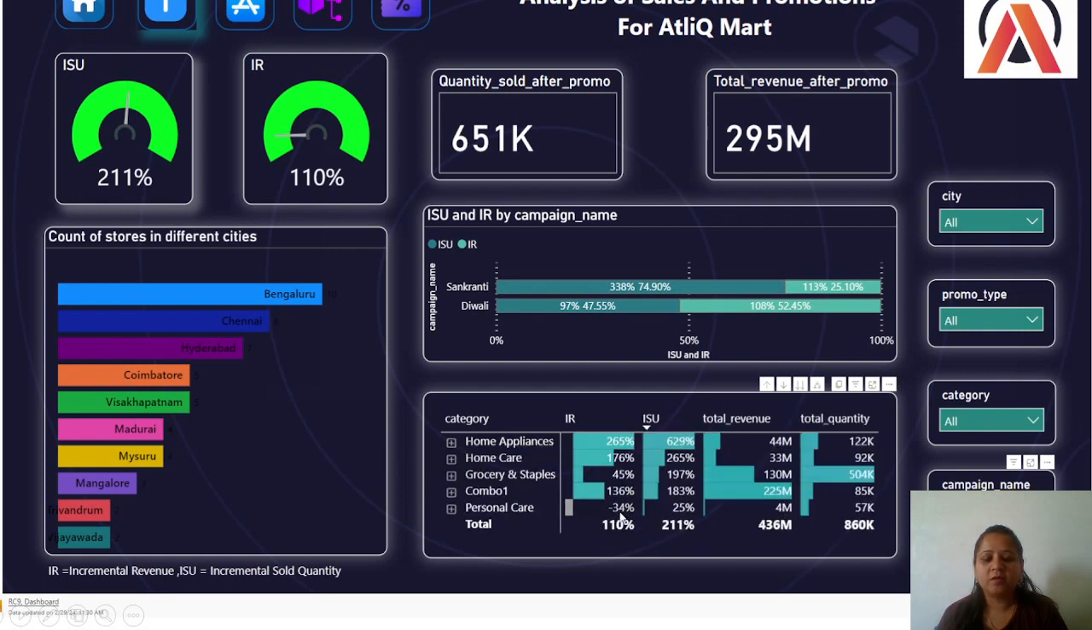And there is also negative incremental for personal care. Negative increment means their sales are low compared to before the promotion. So yes, there are such products which have very low sales growth. Such kinds of things you can find by using this table.